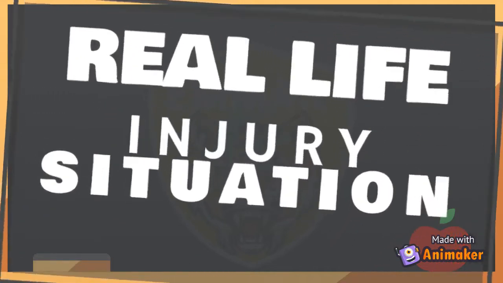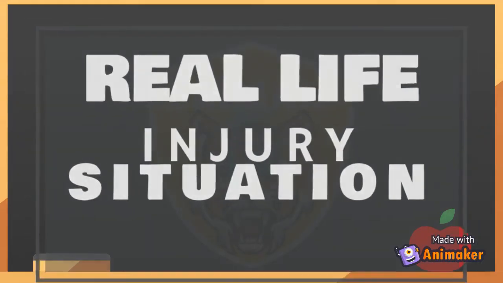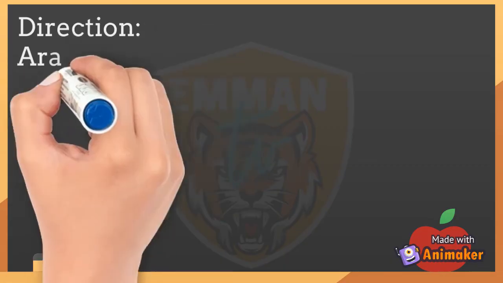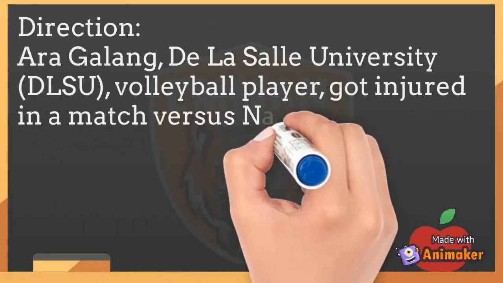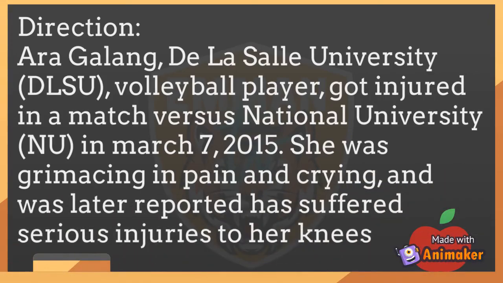Let us have an activity. It is what we call a real-life injured situation. Analyze the case of a De La Salle University volleyball player, Kanilang. Direction: Kanilang, a De La Salle University (DLSU) volleyball player, got injured in a match versus National University (NU) on March 7, 2015. She was grimacing in pain and later reported to have suffered serious injuries to her knees. Answer the given guided question.